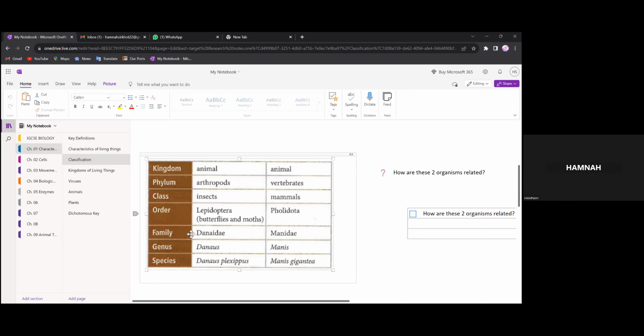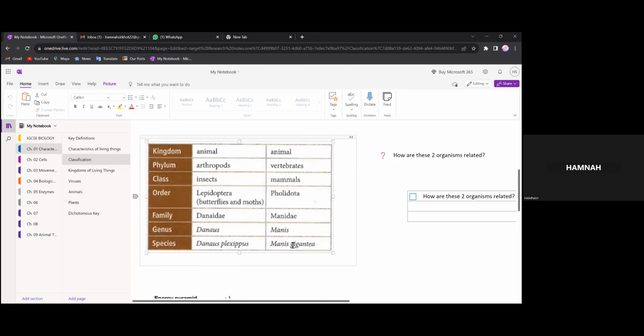But when we come to order and family and genus and species, these are the more scientific terms that we don't normally know about any specific species or organism. But we don't even need to memorize them, because in your exam, what I've seen, they already write down the genus and the species, and they ask what's the genus and what's the species part.